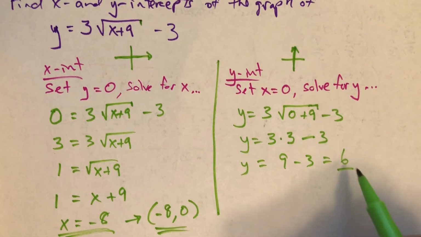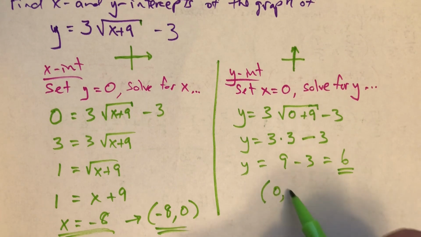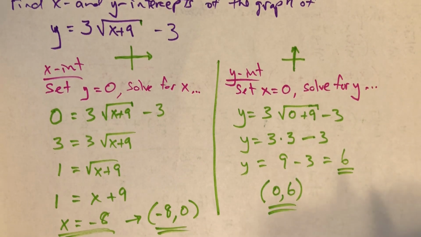So we found that our y-intercept is 6, and we want to write it as an ordered pair. X is 0, y is 6, and we are done.